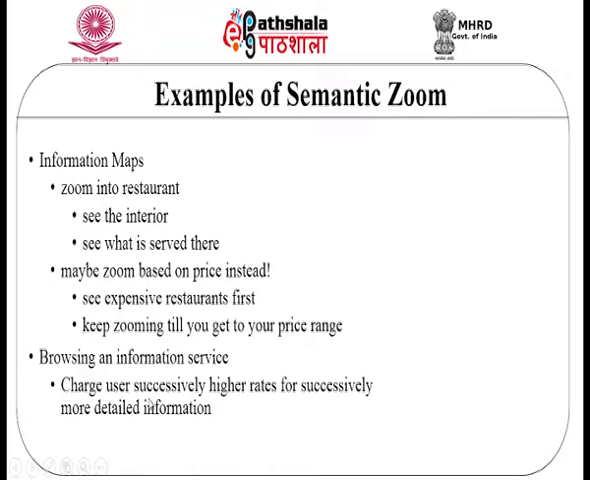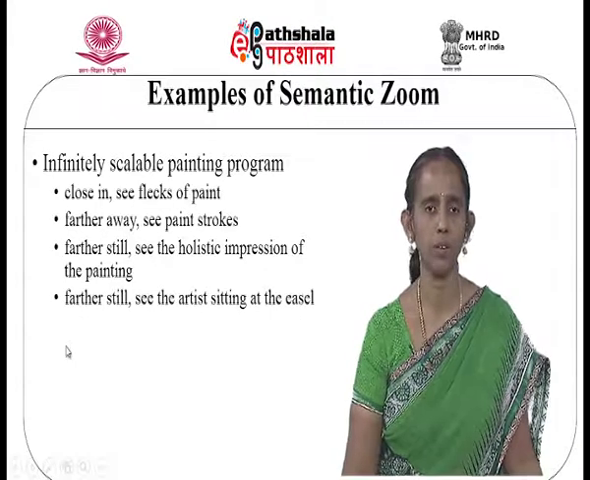Next one is browsing and information service. That is, we can charge the user successively higher rates for more detailed information. Whenever the designer is going to provide more detailed information, the end user can be charged accordingly. These are certain examples of semantic zooming.